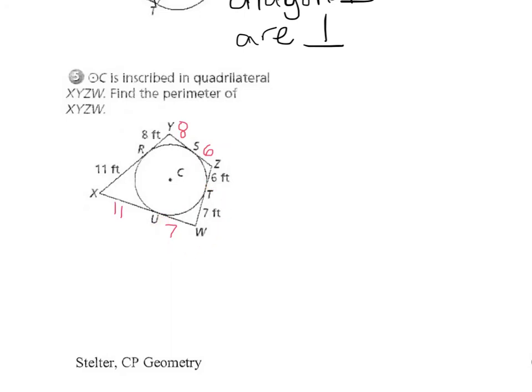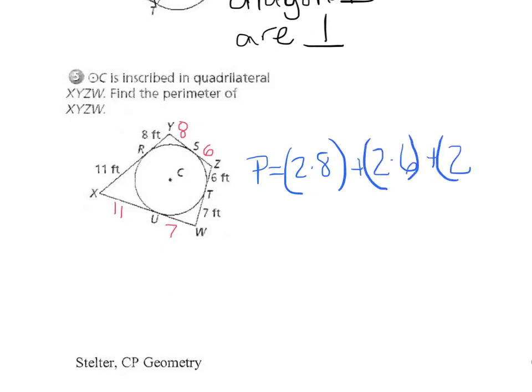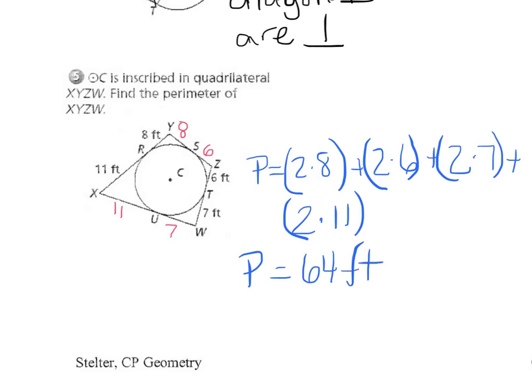So from that knowledge, you can go ahead and add them all together and get the perimeter. And instead of adding them all separately, which would be really long, I'm just going to say, since there's 2 of each number, 2 times 8 plus 2 times 6 plus 2 times 7 plus 2 times 11, and if I add up all that, I end up with a perimeter of 64. Remember, perimeter just has a single dimension, feet. It's not feet squared because it's not area.